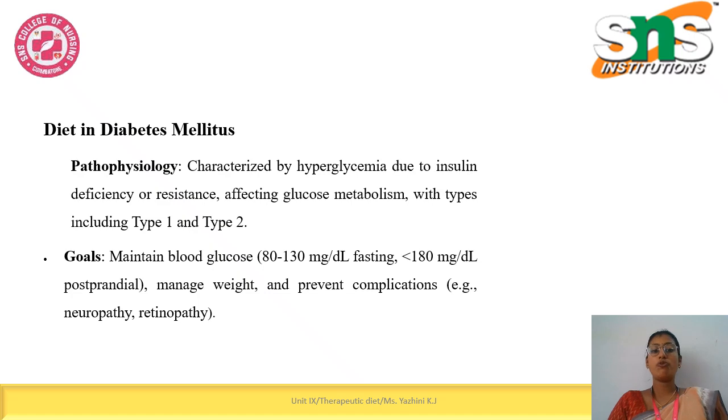In this, what is the main problem in the pathophysiology of diabetes mellitus? We all know it is hyperglycemia, that is, increased glucose level, due to insulin deficiency or resistance, which affects glucose metabolism and may be type 1 or type 2. In this patient, the main goal is maintaining the glucose level, postprandial and fasting. We all know the values; they have to maintain the normal range, and they also have to manage their weight so that they can prevent complications like neuropathy.